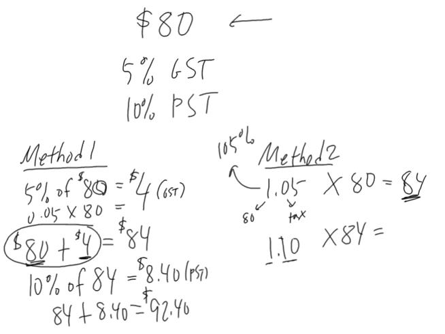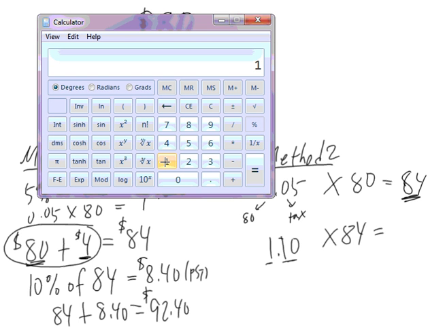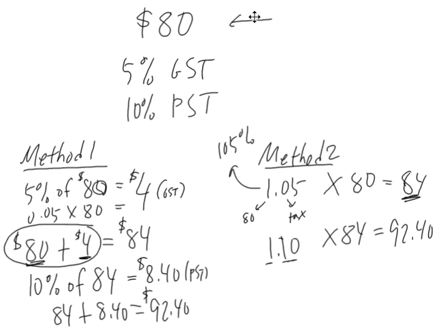Take my calculator. 110%, or 1.1, of the $84 equals $92.40. Both answers are the same. One required a lot less pen ink. So if you only understand method 1 and you don't want to increase your understanding of it, just do method 1 every time and you'll get the right answer. If you really get it, method 2 is a much more efficient way of getting the answer to combined taxes.